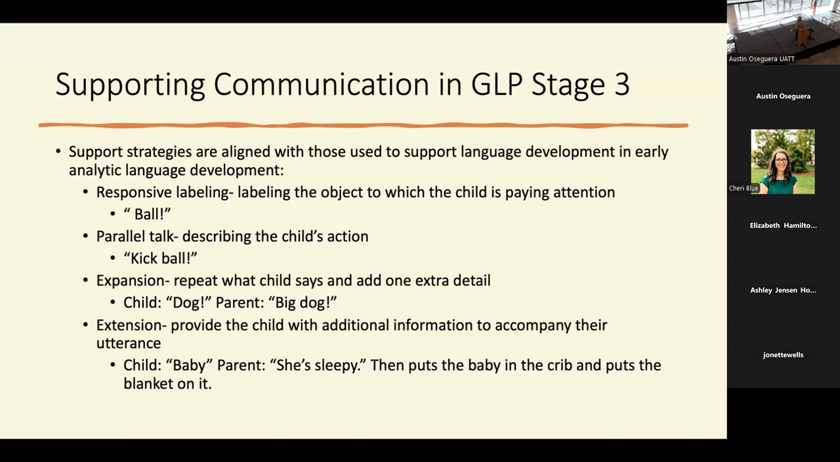Usually this is the beginning, right? But for our Gestalt language processors, this is like phase 3 of intervention. So it's not reinventing the wheel. It's just knowing when we start here.